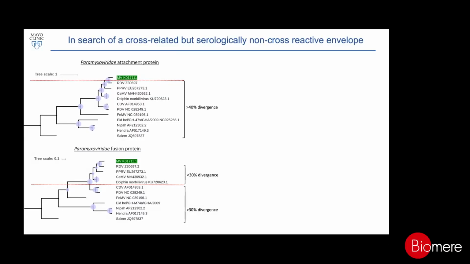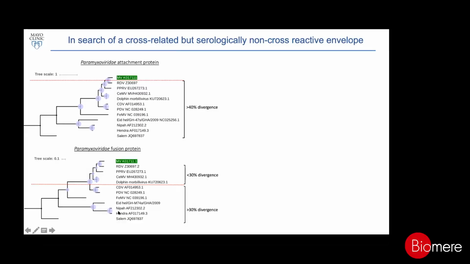When accounting for this amino acid divergence in the attachment protein, rinderpest virus could have been used in theory as an alternative hemagglutinin protein because of a greater than 40% divergence at the amino acid level with the measles virus. However, the fusion protein is much more conserved in the family, and we needed to go farther down the tree to get a fusion protein with a greater than 30% divergence at the amino acid level. Then canine distemper virus, or CDV, was the closest virus that we could have probably used.